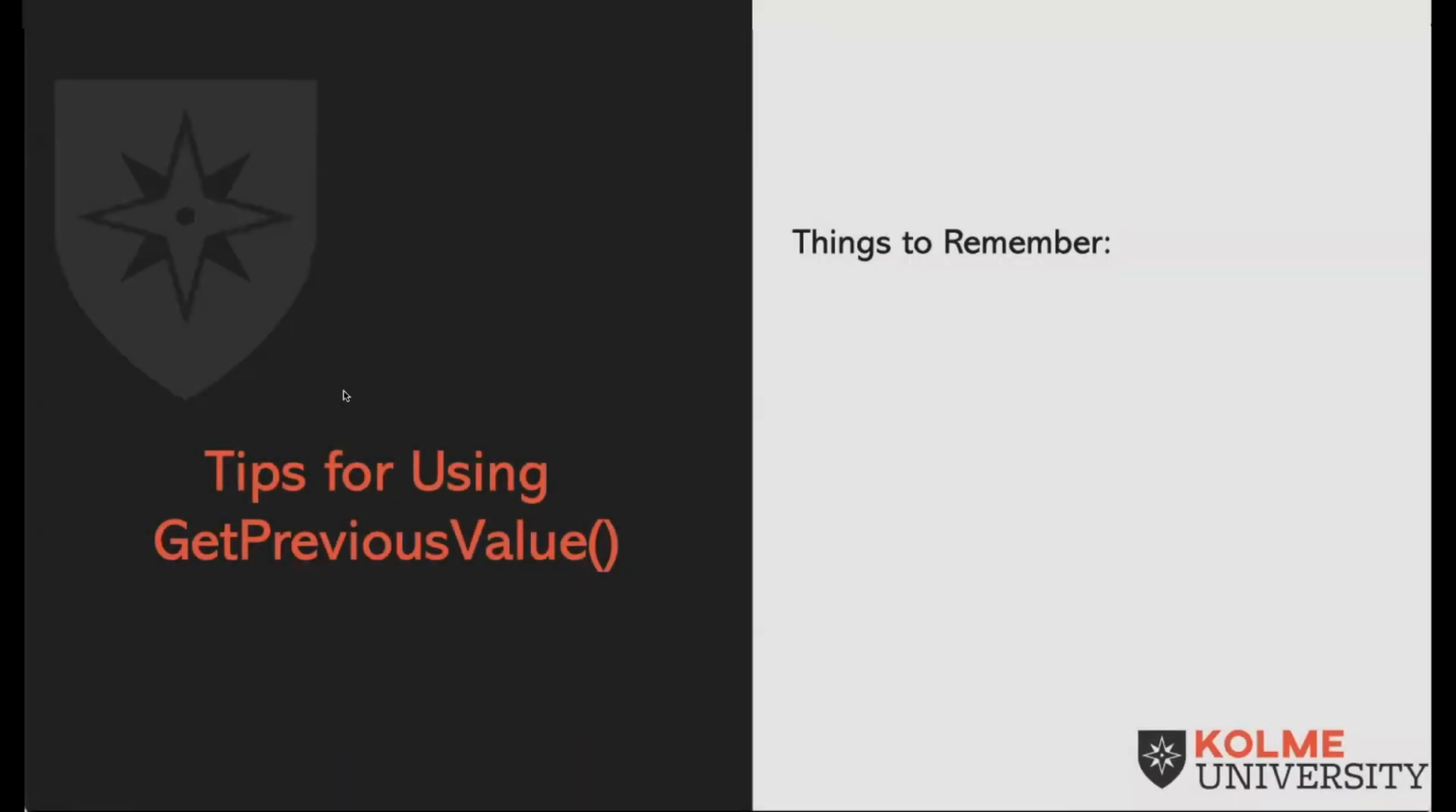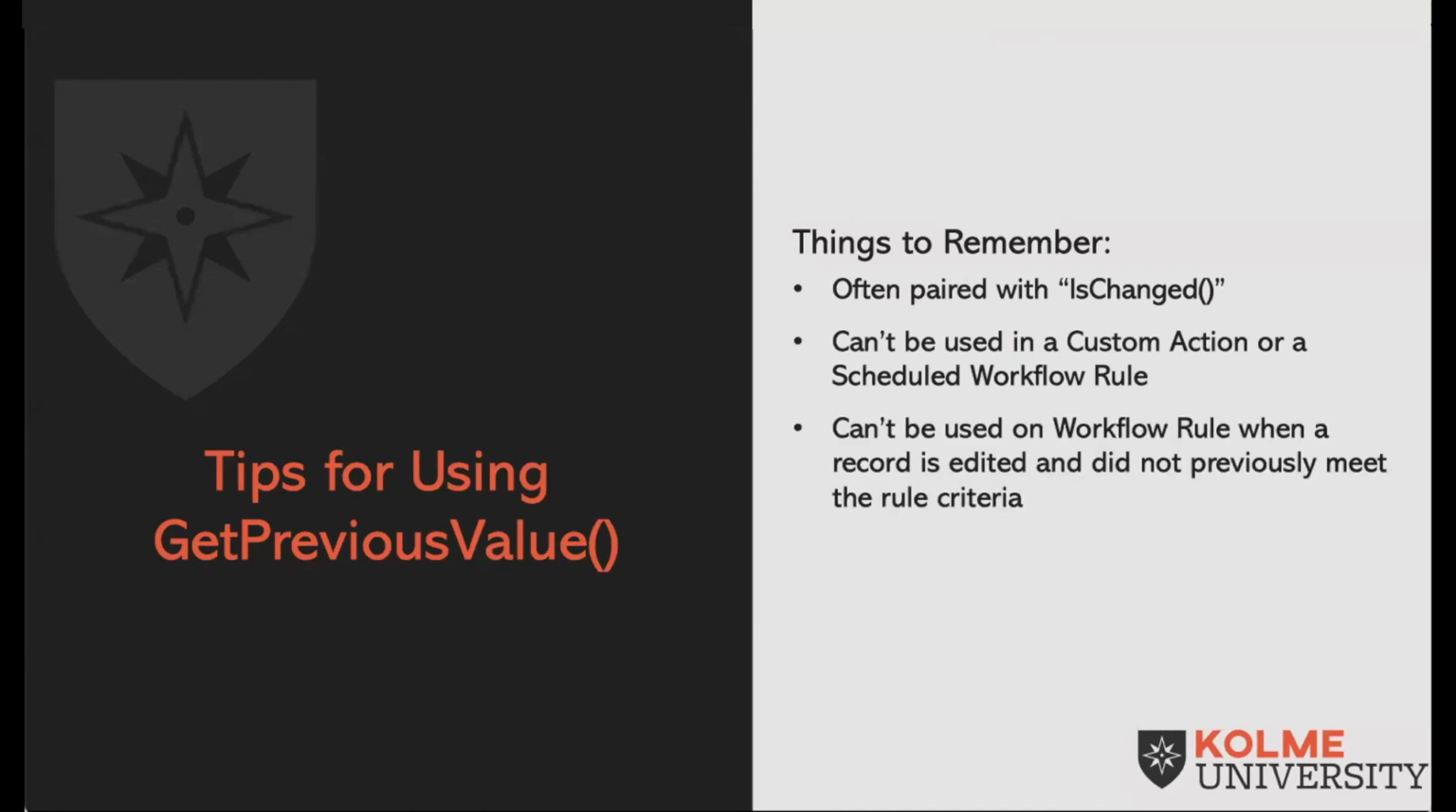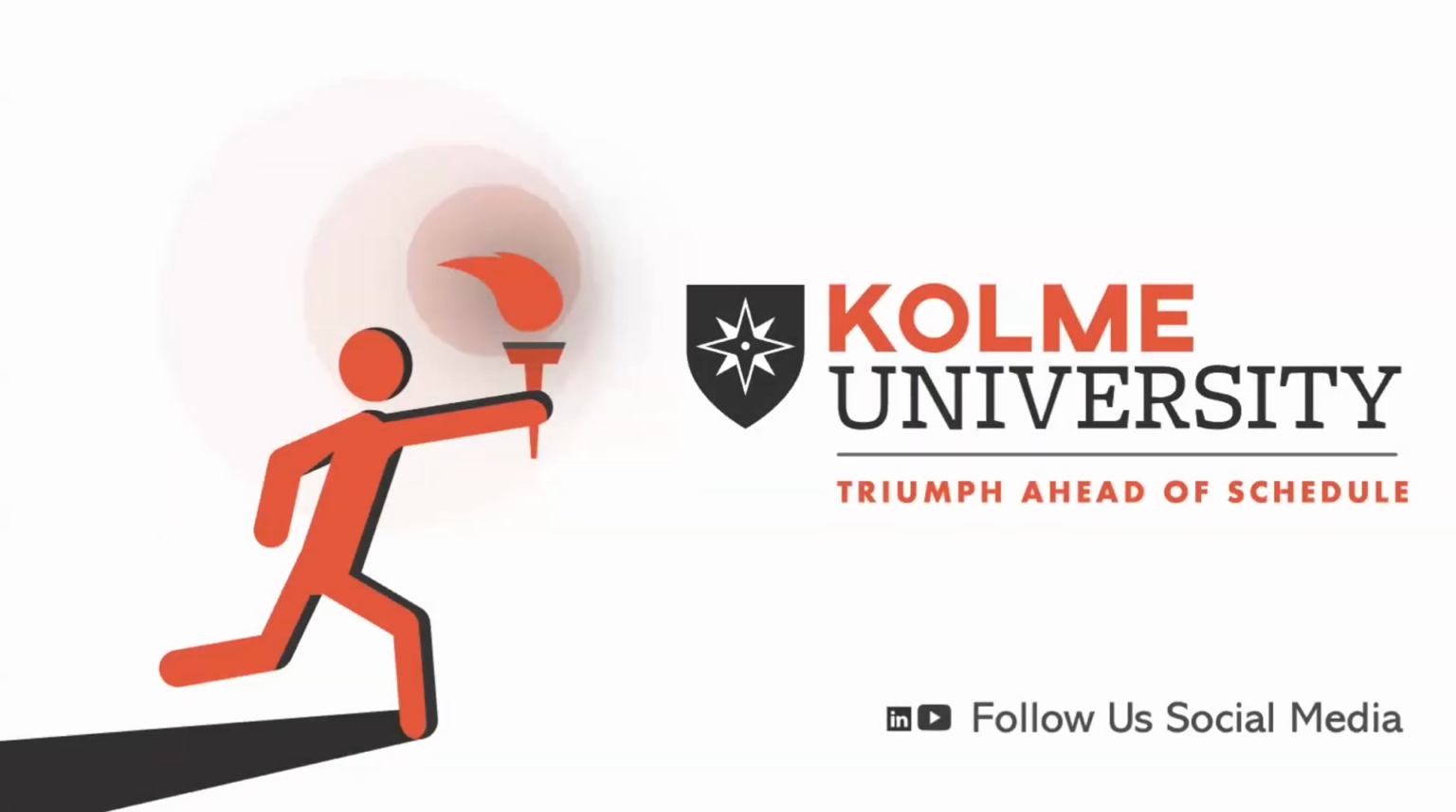Yes, a few quick tips to remember when using this function. Once again, this is often paired with IsChanged, so make sure you're keeping an eye out for that. Also, like we mentioned before, you can't use this with a custom action or a scheduled workflow rule. And lastly, you can't use this function on a workflow rule where a record is edited and did not previously meet that rule criteria. Thank you, Grant, for walking us through the function GetPreviousValue.